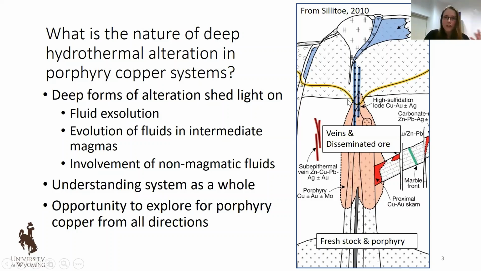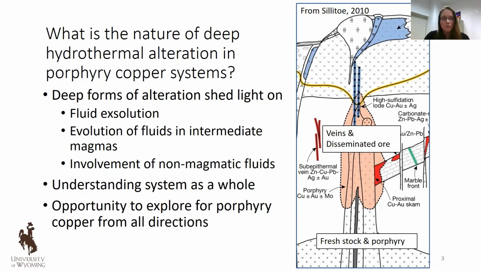Depending on the system, preservation and exposure, we may even get into some highly advanced argillic, maybe high sulfidation, low to epithermal settings. But when we look at the bottom third of this image, we go from all of this understanding, all of these different forms of alteration and mineralization, to somewhere at depth, fresh stock and porphyry. Until recently, I think a lot of this transition zone, from this really intense alteration and zonation of our mineralization in the cores of these porphyry systems down into depth, really hasn't been looked at. And so that's what captured my interest.